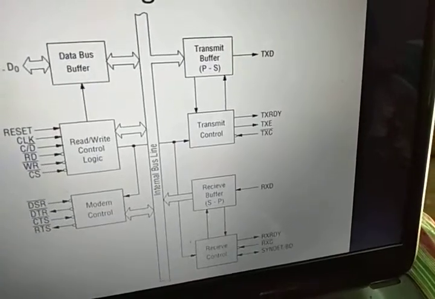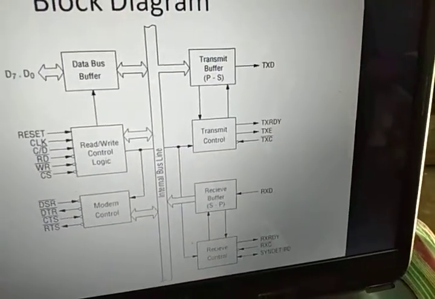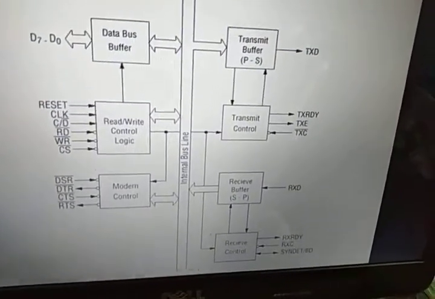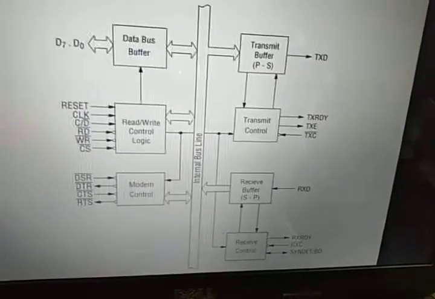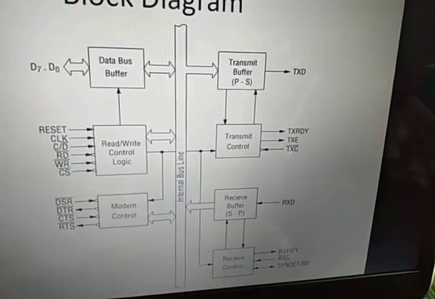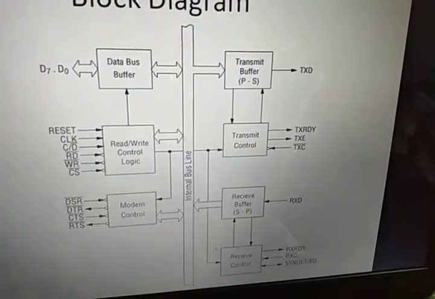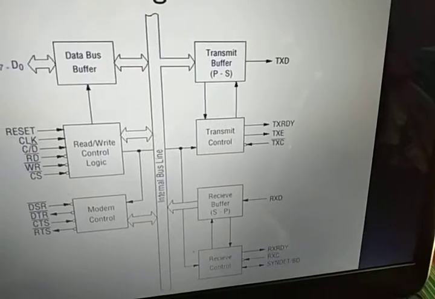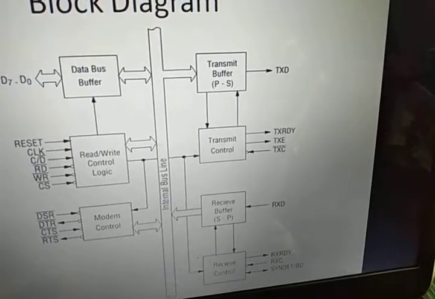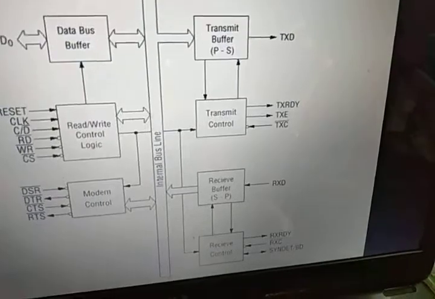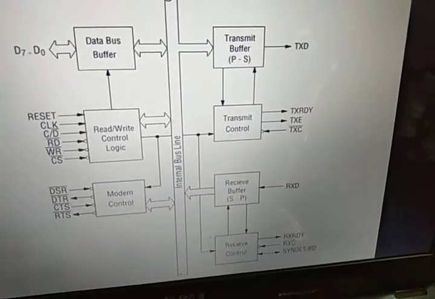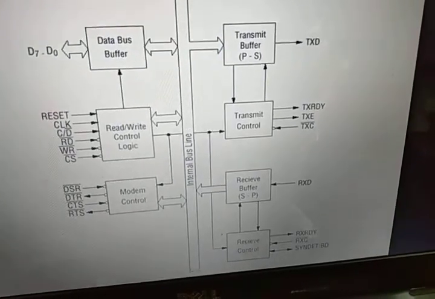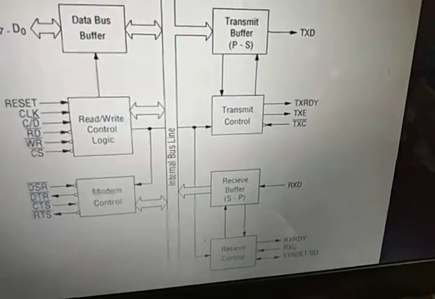Here, on the transmission side, on the networking terminal side, we are provided with three blocks. First one is the transmit buffer, which takes the data coming from the microprocessor and sends it one after the other. This transmission is controlled by a transmit control block. Since transmission is bit by bit, TXD stands for transmit data. The transmit control is provided with three control signals, where two are sent to the terminal and one is received from the terminal. They are transmitter ready, transmitter empty, and transmitter clock signals.